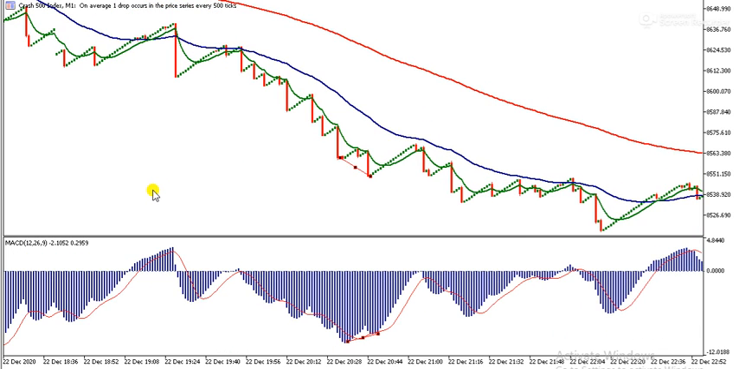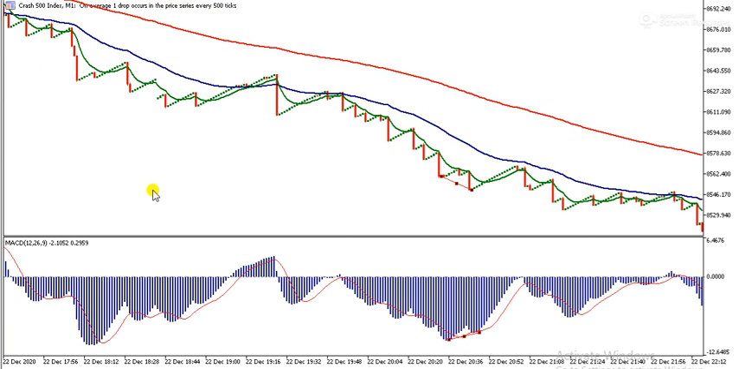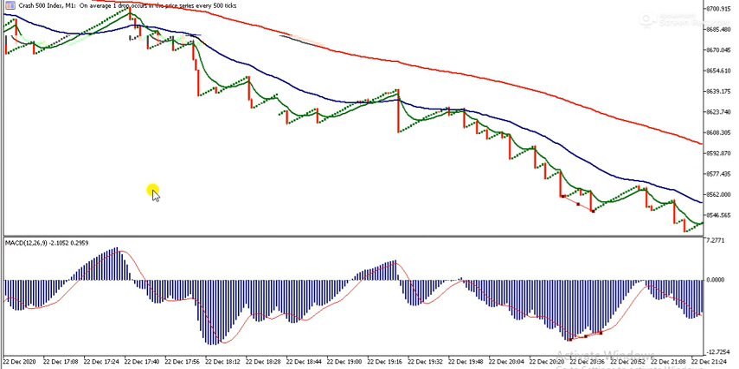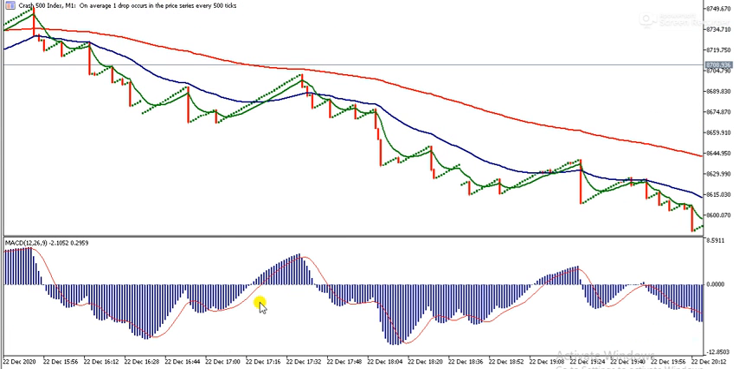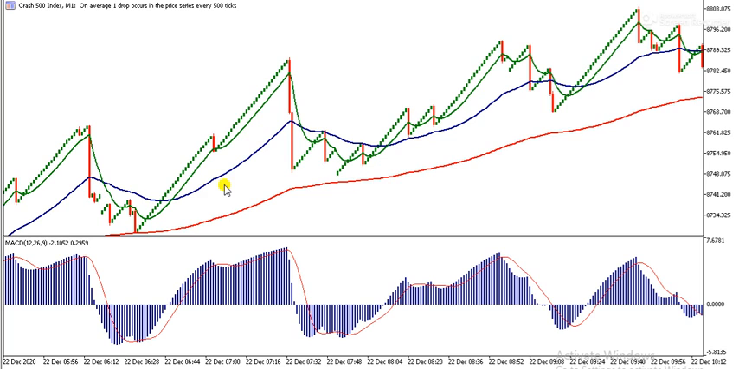On the MA crossover, we'll be looking for a cross between the MA9 and MA50. Before we take a trade, we make sure that price is above the MA200, which shows that it is an uptrend for a buy.